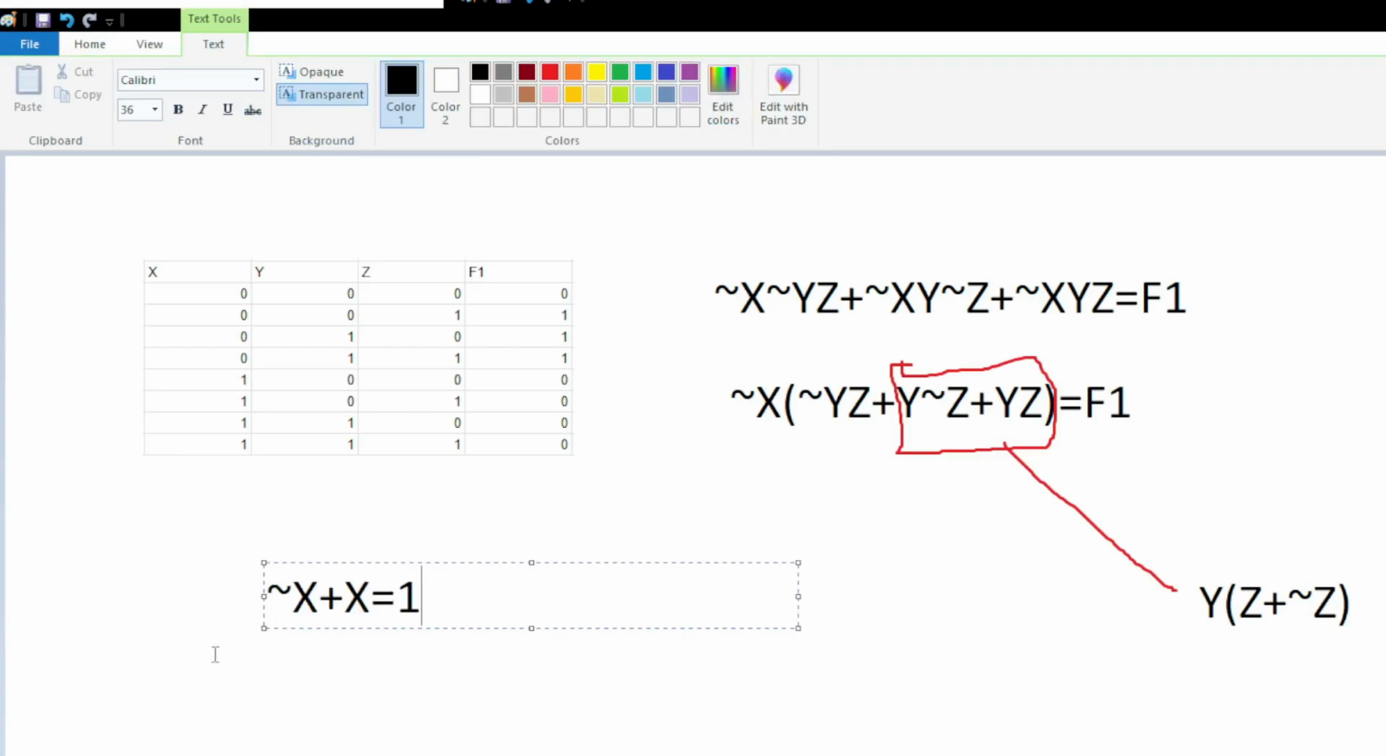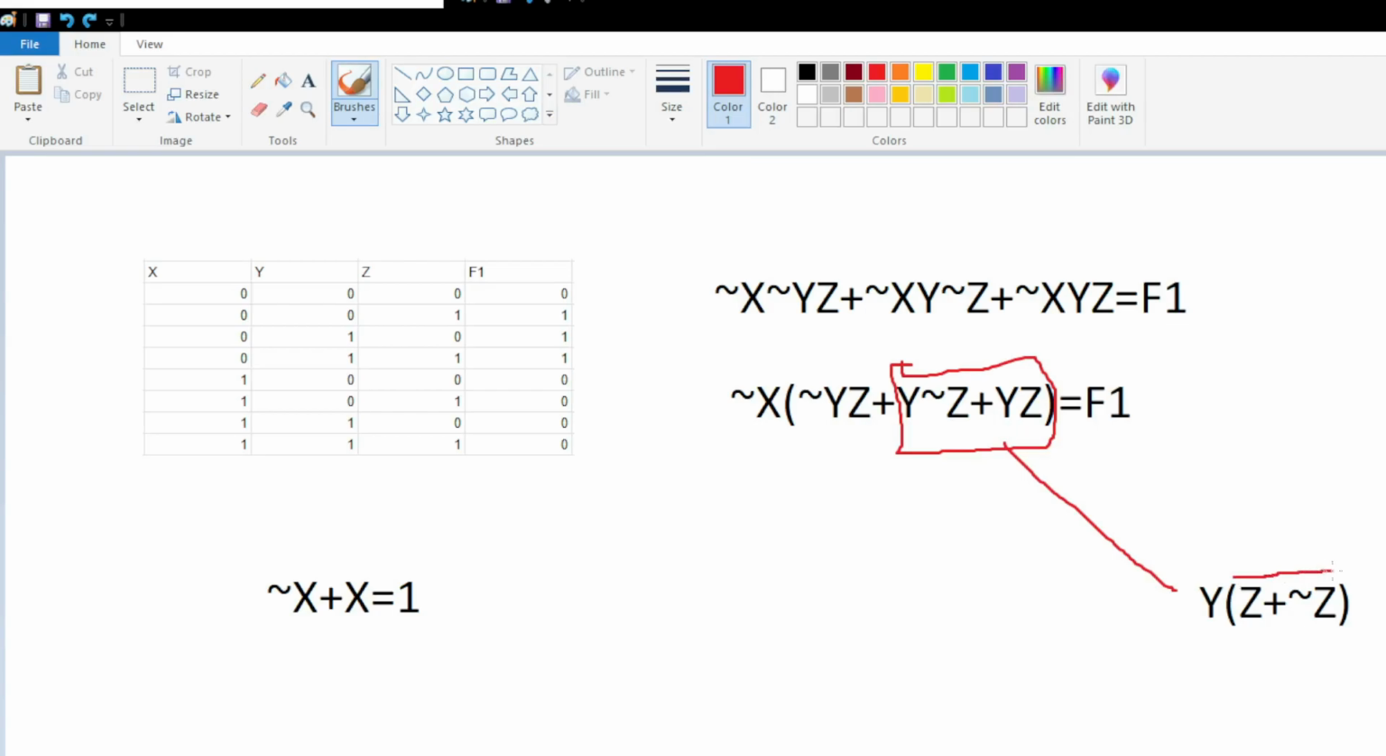And this makes sense. If you have an OR gate and one input is x and the other input is not x, or the opposite of x, so if x is 1, then not x is going to be 0, then at least one of the inputs in your OR gate has to be 1, therefore making the output of your OR gate 1.